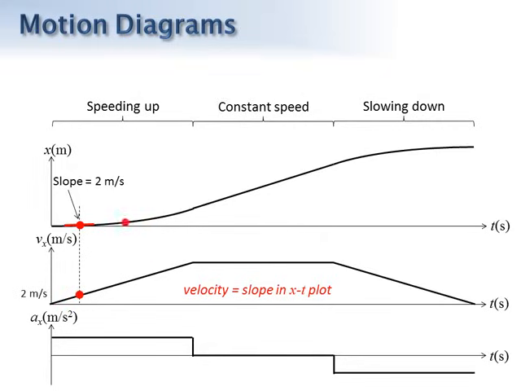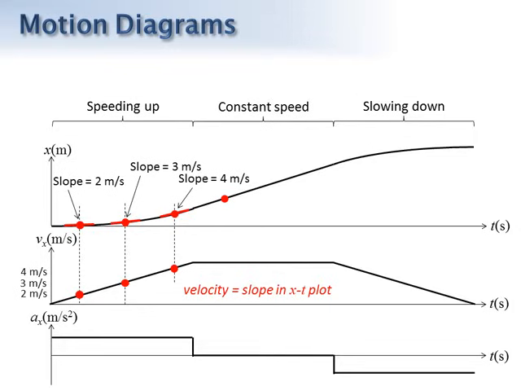Let's pick a new spot here. That's a little bit larger slope. Let's say that's 3 meters per second. So that means here, the value of the velocity is also 3 meters per second. And right here, it's a larger slope, say 4 meters per second. So that means down here, the value of velocity is 4 meters per second.